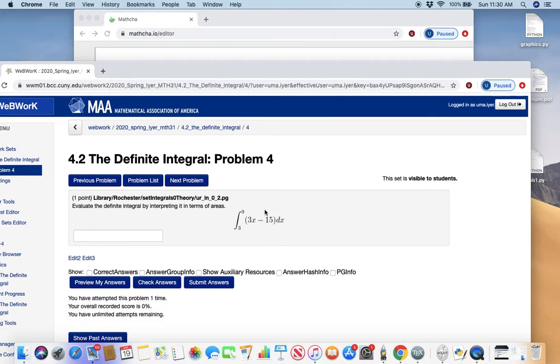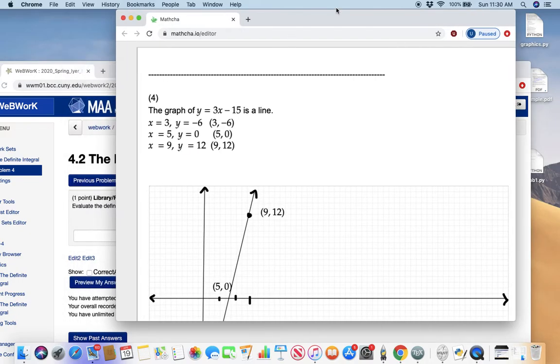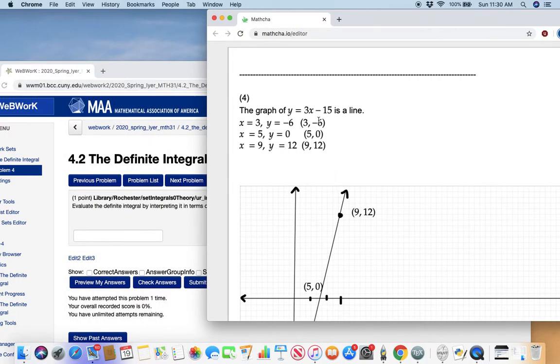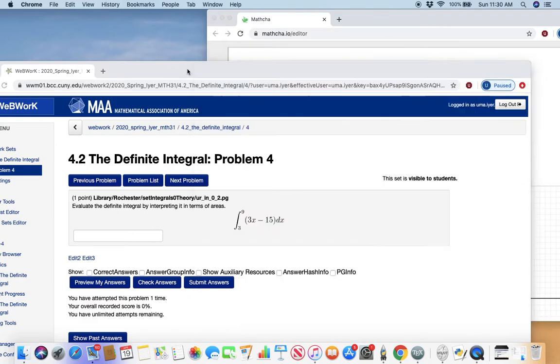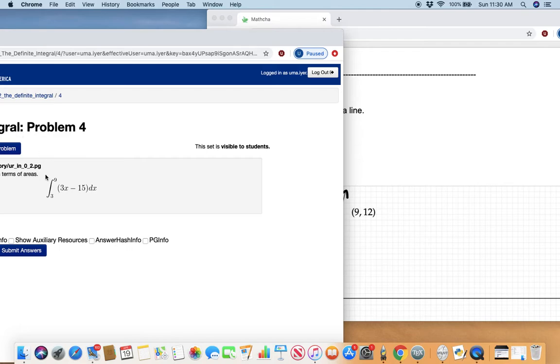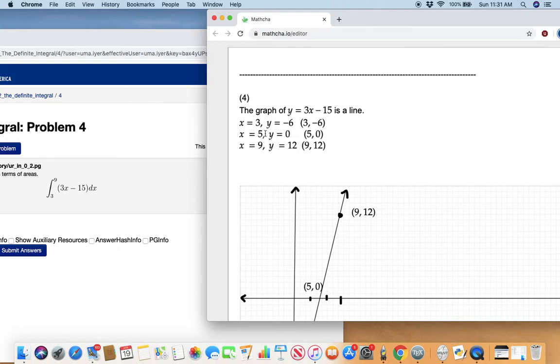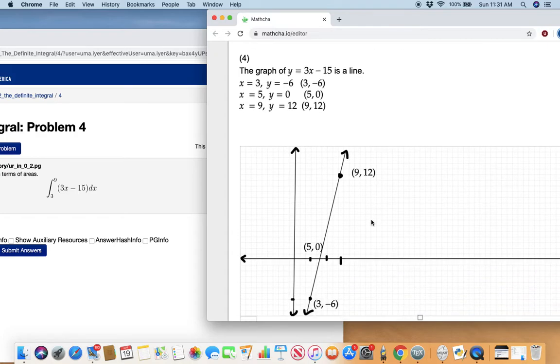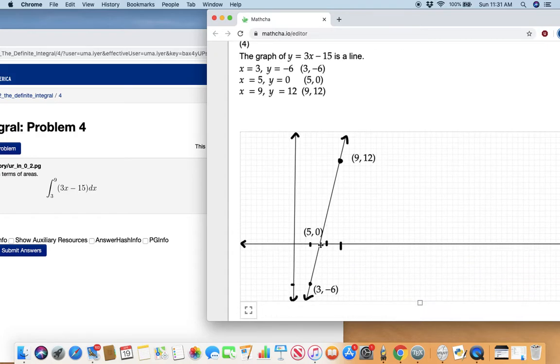So let's understand this function 3x minus 15. Well, y equals 3x minus 15 is a line. For a line, all you need are 2 points. But here I'm going to choose 3 points. First of all, which points? When x is 3, x is 9, and I have found an x-intercept. When x is 5, plug in here, 15 minus 15, I get 0. So that gets me an x-intercept.